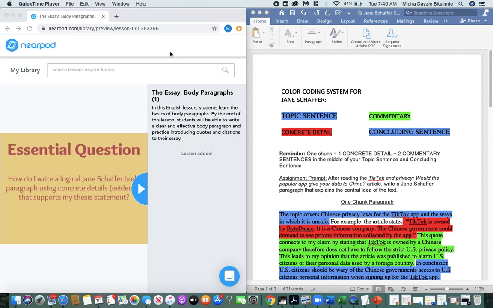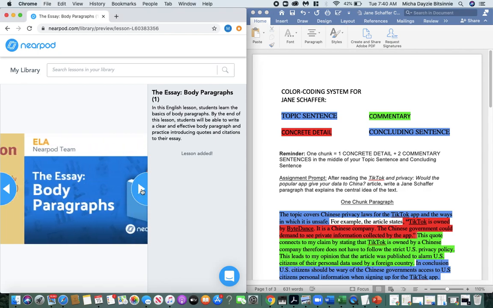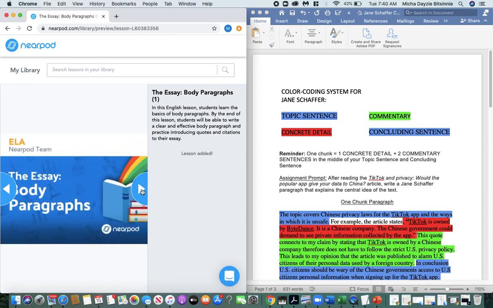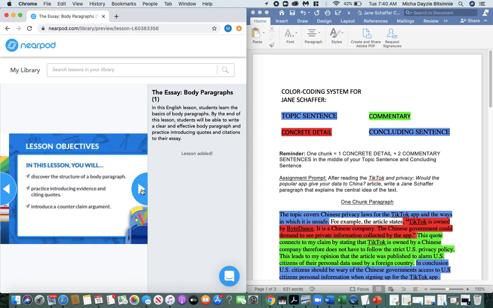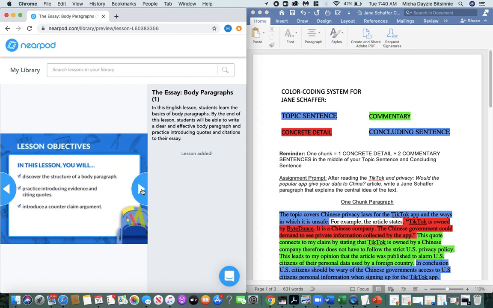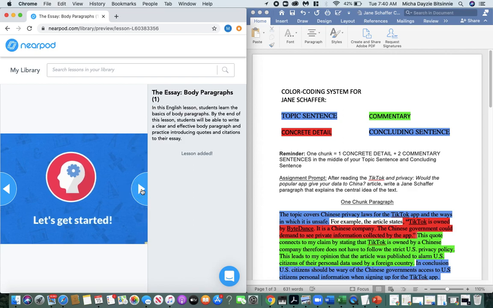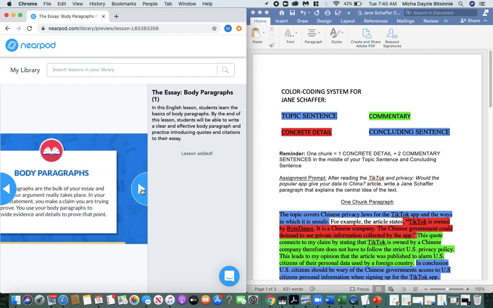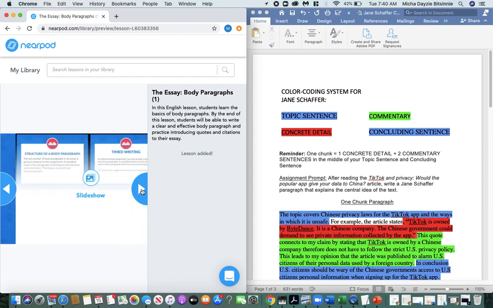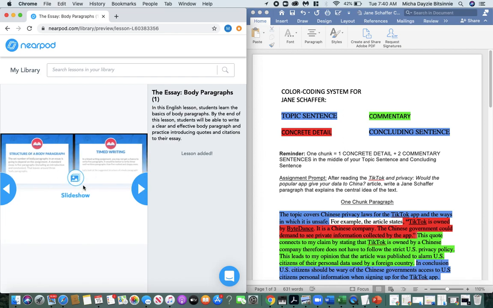How to write a Jane Schaffer paragraph. This is your essential question here. This goes with the Nearpod assignment that is talking about the essay body paragraphs. All right, so we are looking at the structure of the paragraphs. And if you remember this slideshow, we went over it last week.